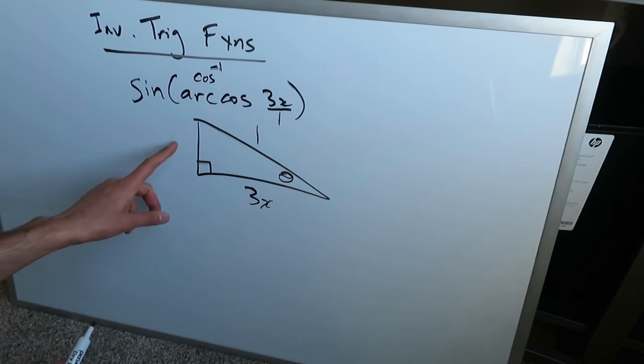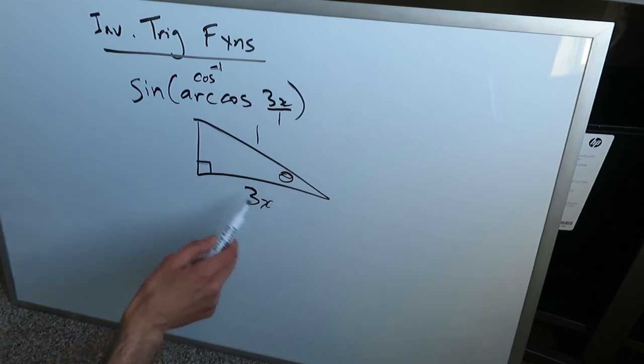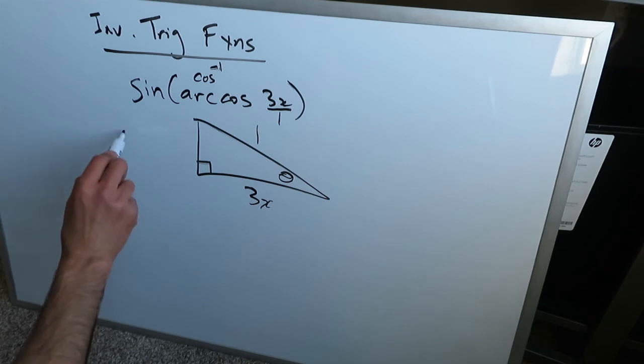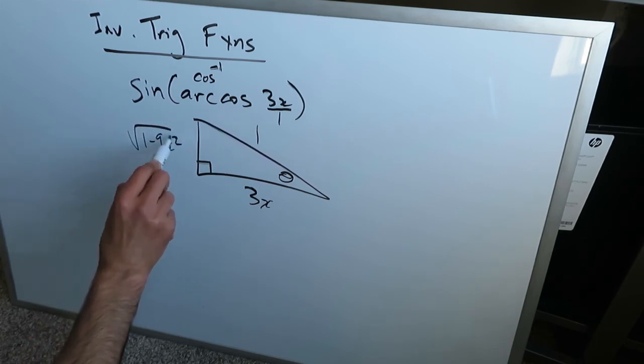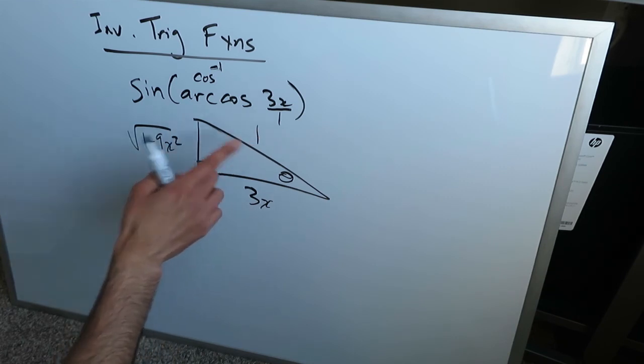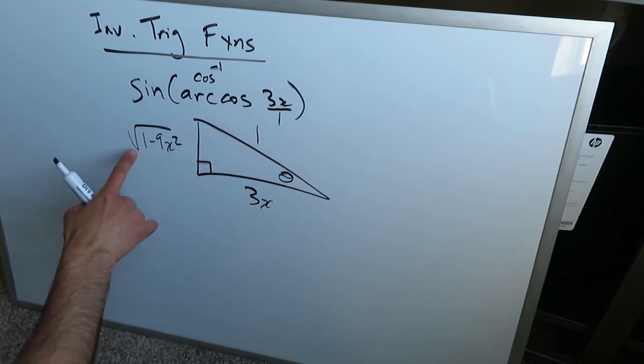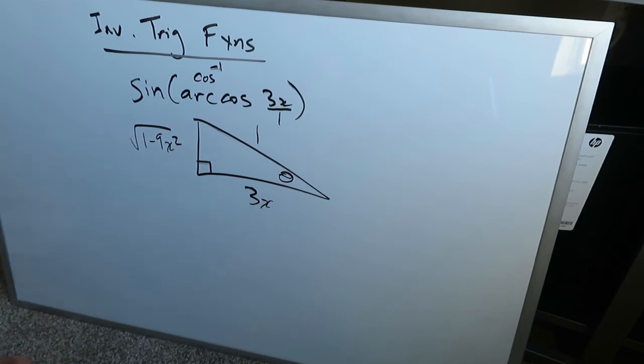And you've got to find that missing side. a squared plus b squared equals c squared. You know what this will be? It will be the square root of 1 minus 9x squared. Remember, if you do a squared plus b squared equals c squared and solve for that missing side, you'll get the square root of 1 minus 9x squared.